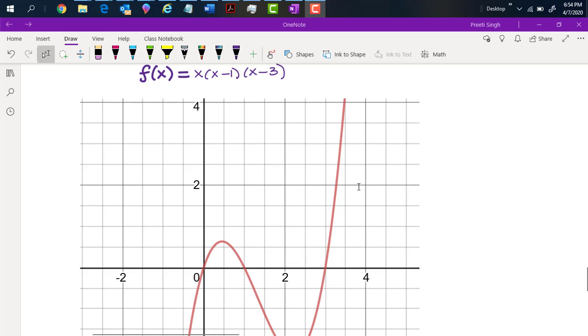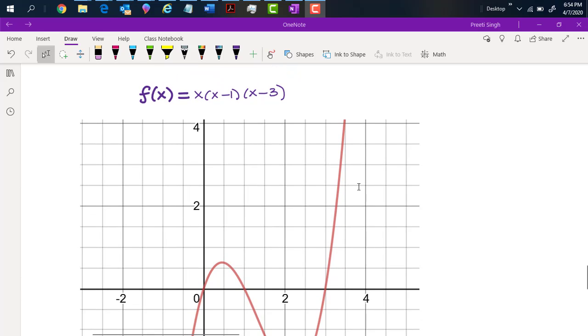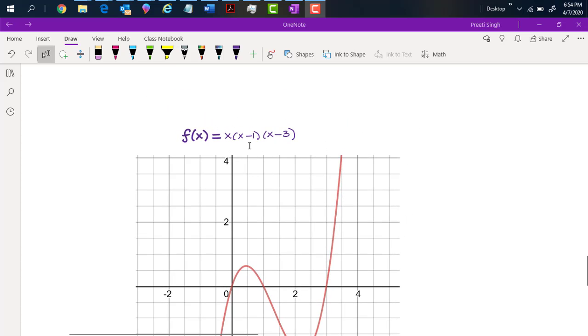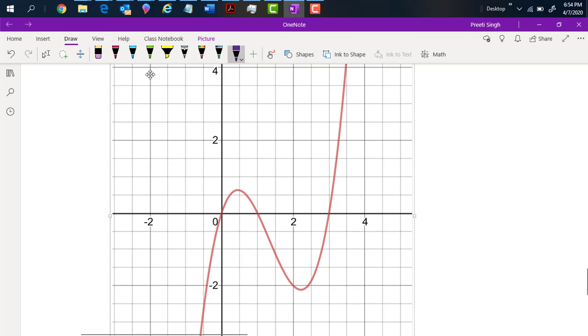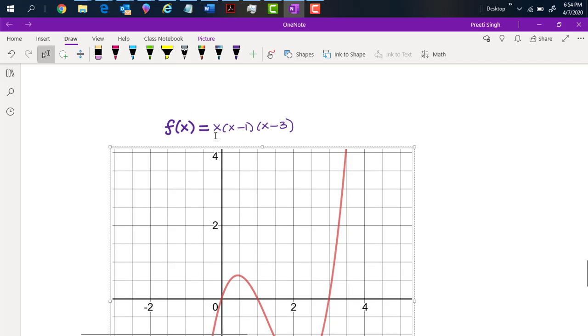I'm going to go over this problem of finding the area between the function f, as written on my screen, and the x-axis. The function is given by x times (x minus 1) times (x minus 3). As you can see, it's a cubic function because you have three linear factors: x, x minus 1 and x minus 3. So it's a cubic polynomial.